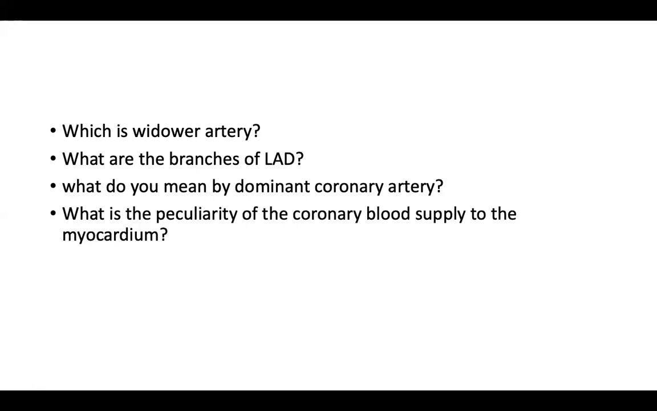Okay. So what is the peculiarity of the coronary blood supply to the myocardium? It receives blood supply only during diastole. Good. So why not in systole? Because when the heart contracts, the intramyocardial arteries get compressed, hence the blood supply is stopped. When diastole happens, the arteries dilate and blood supply is there. So that is called the throttling effect.